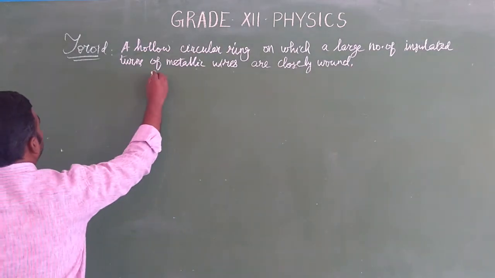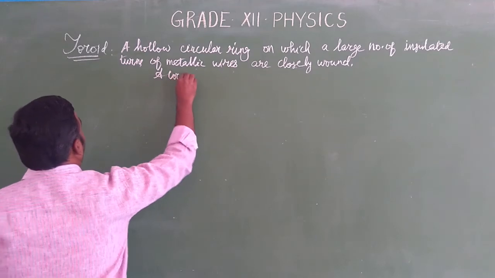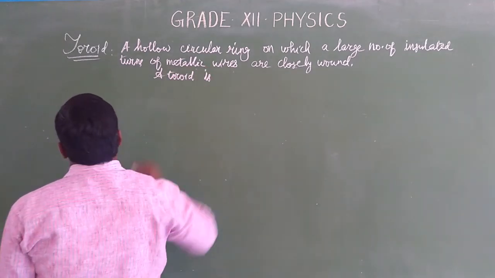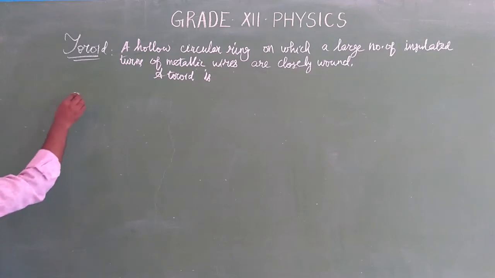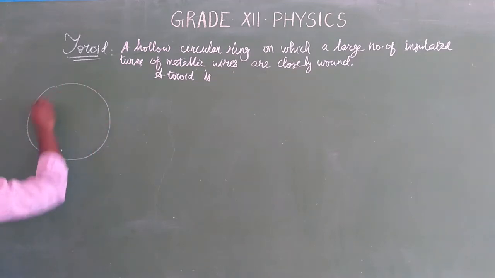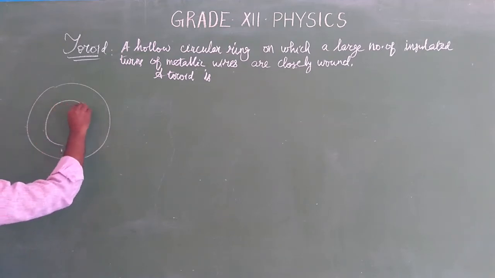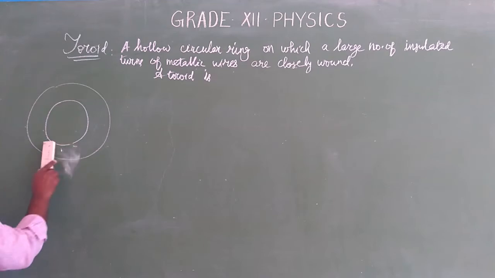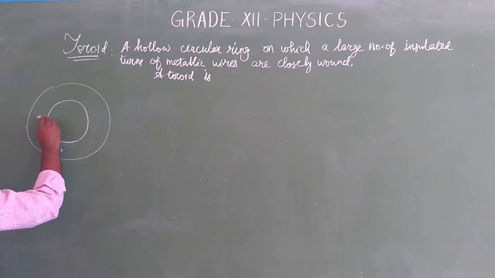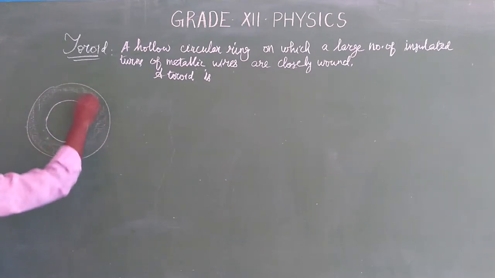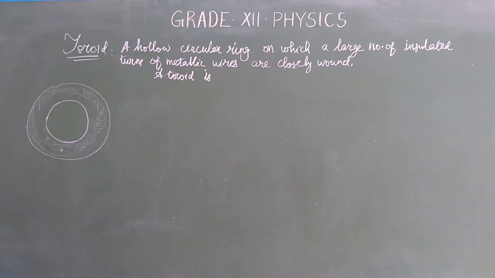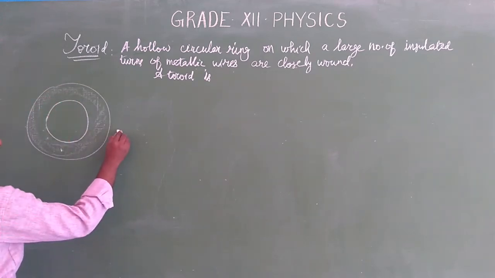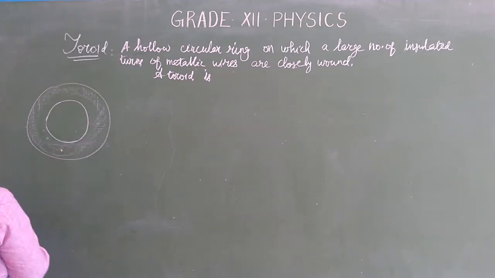Actually, a toroid, imagine how it looks, is like a circular ring. So this is a toroid, it's like a donut, on which a metal wire is wound very closely.